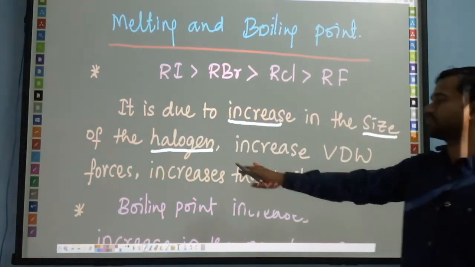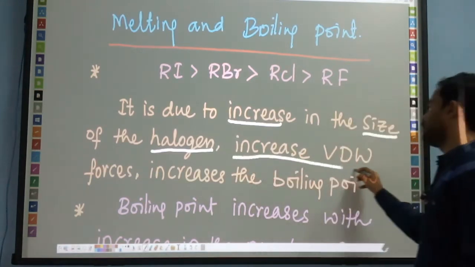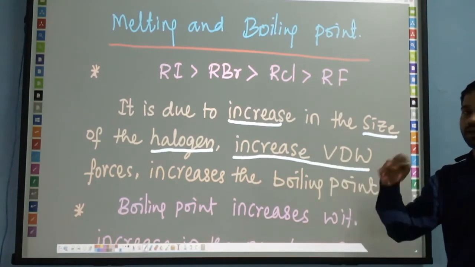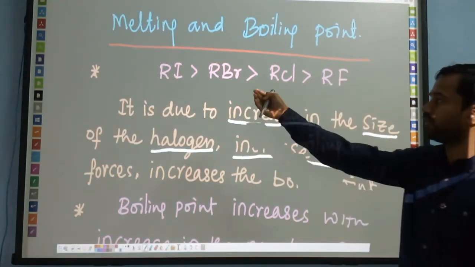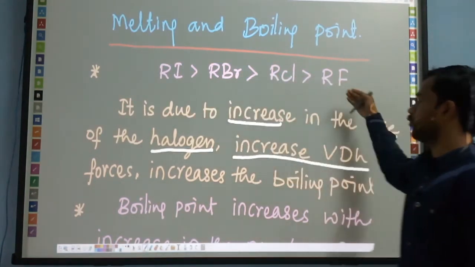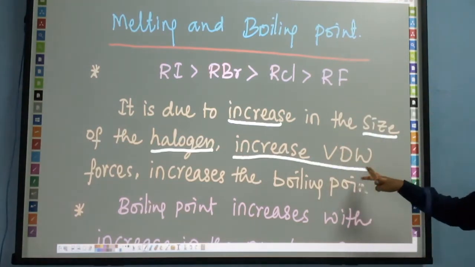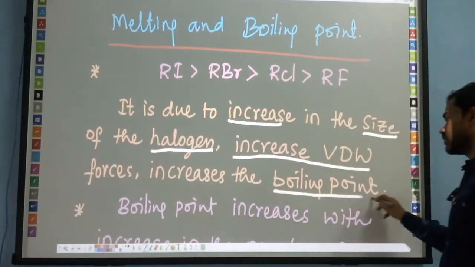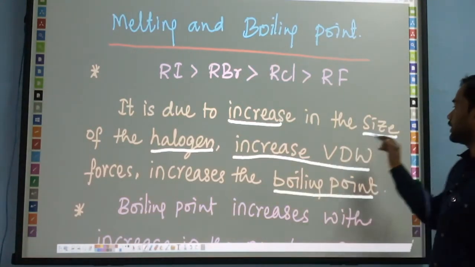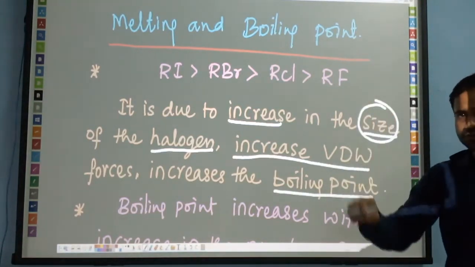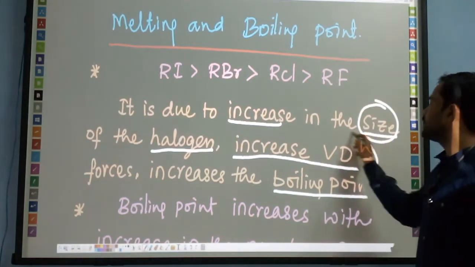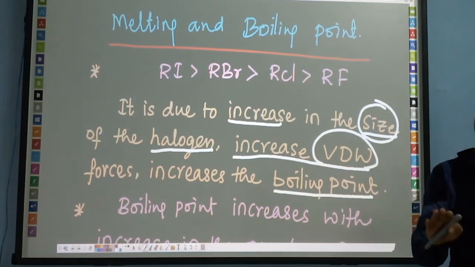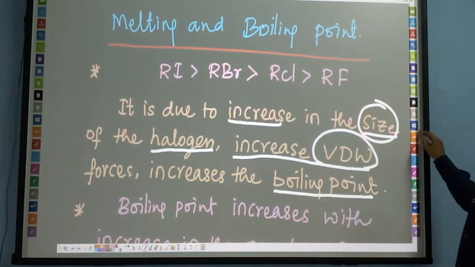Due to the increase in size, there is an increase in van der Waals forces of attraction. It is highest in the case of iodine and gradually decreases from iodine to fluorine. This increases the boiling point. What are the two factors? The size of the halogen element and the increase in van der Waals forces. These are the two conditions that increase the boiling point of a molecule.